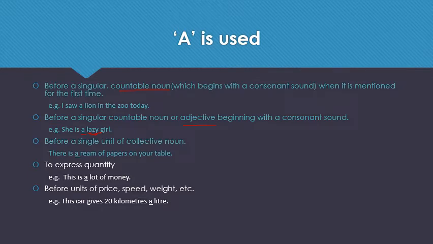When you want to express quantity, this is a lot of money. Now I've seen many people who write like this, alot. This is wrong. The correct spelling is a lot. Basically, lot is the quantity and you're using a as an article. There is a lot of money.